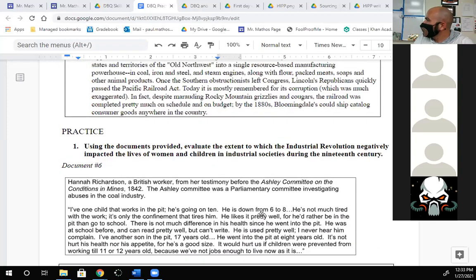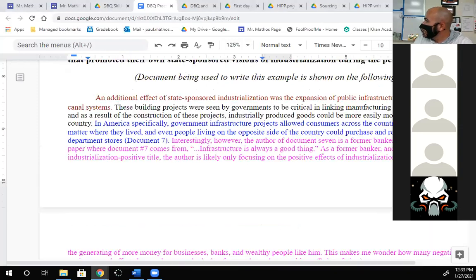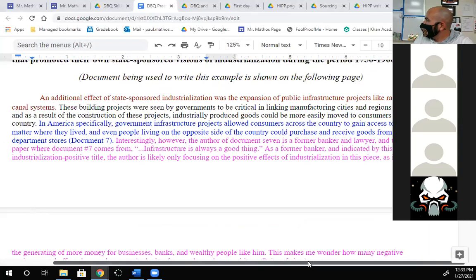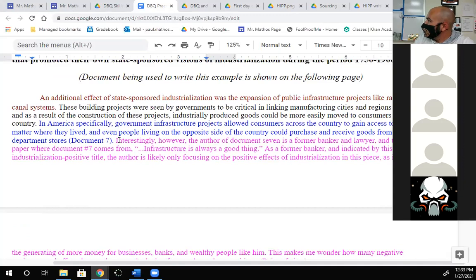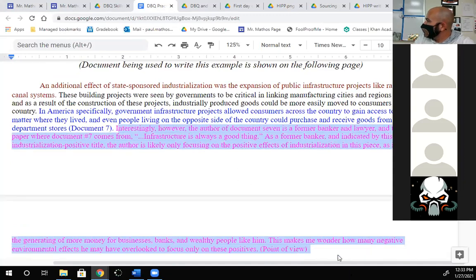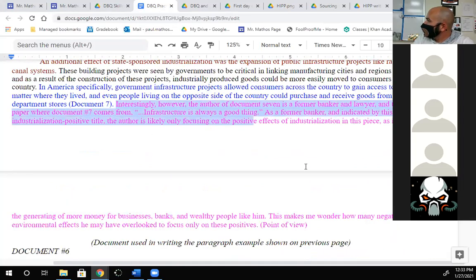Let me show you my answer. I got to zoom in a little bit here, so forgive me. Remember, I told you you're not doing all of it. You're only doing the analysis. The pink. Like it says up here, the analysis is in pink for the example. This is the only thing we're looking at. This is my analysis.